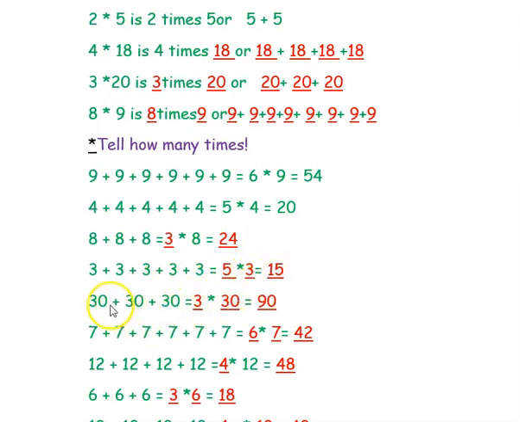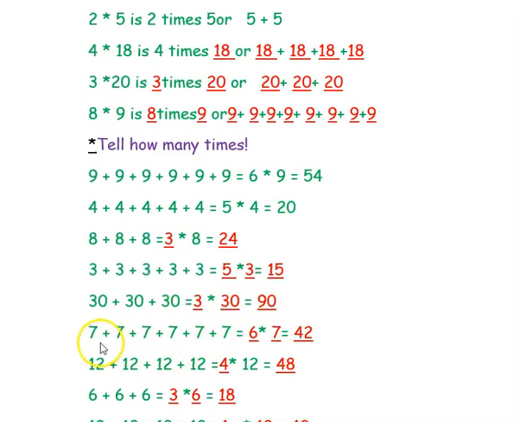Next is the number 30 and it's repeated 1, 2, 3 times. So, the number 30 is repeated 3 times. So, we can write it as 3 into 30 and 3 into 30 is 90.